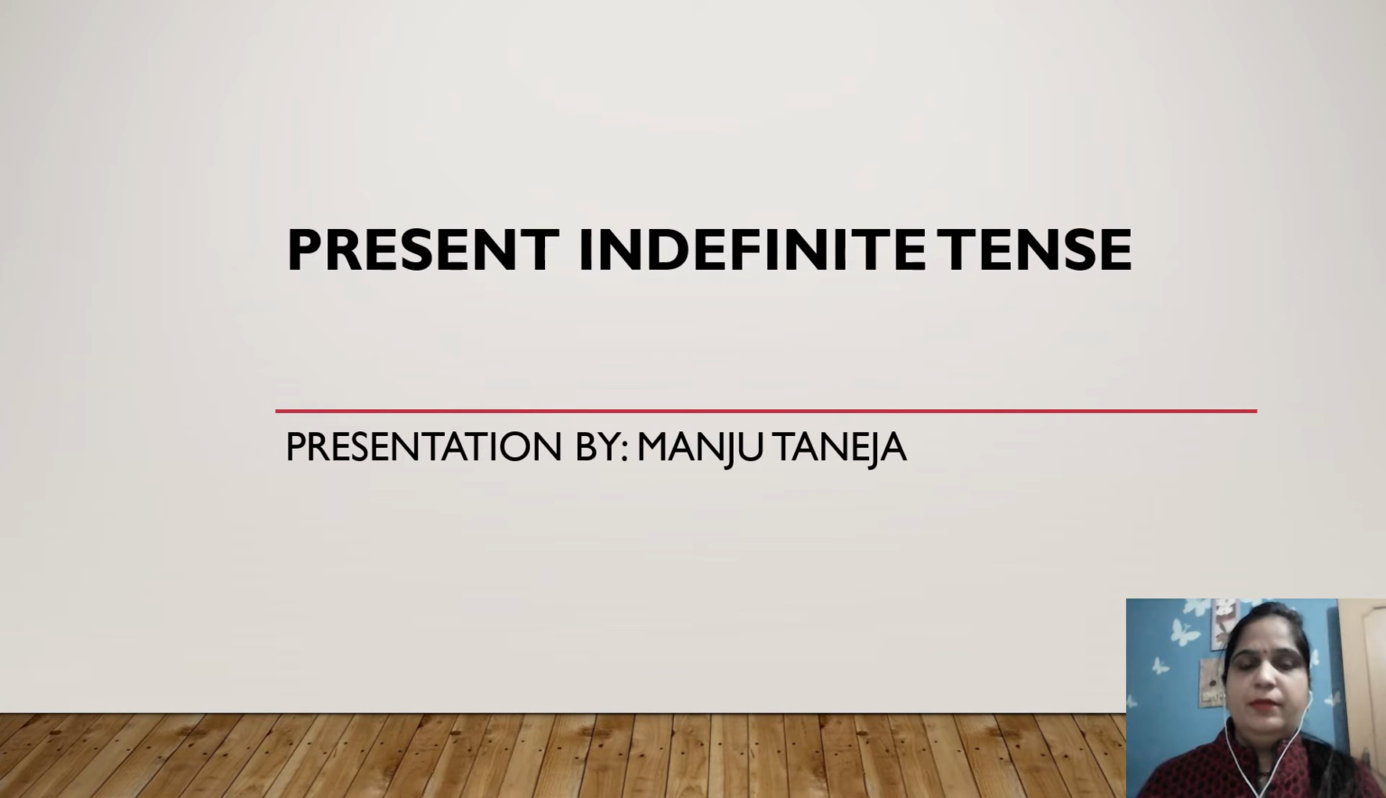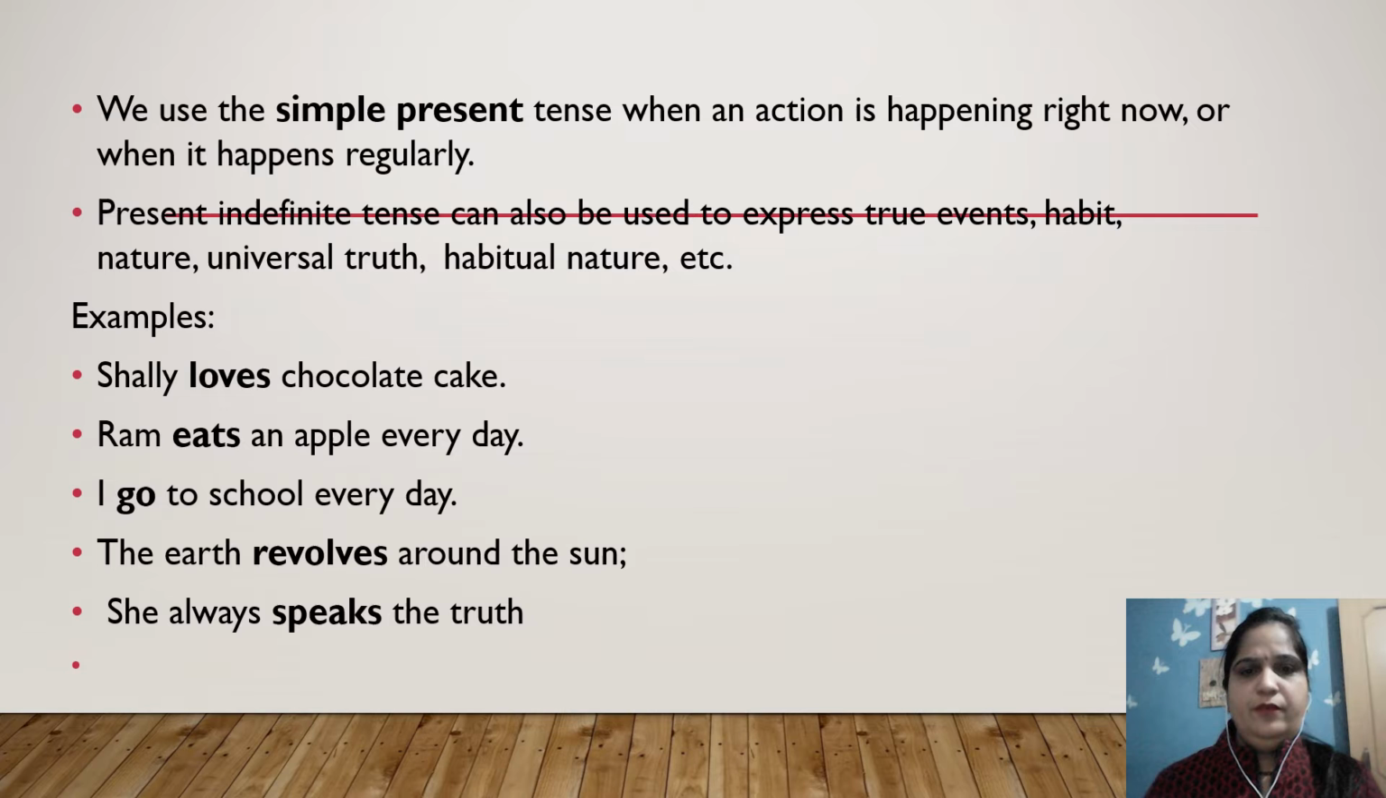In English grammar, there are three main types of verb tenses: past, present and future. The past tense refers to something that has already happened. The present tense describes anything happening right now, and the future tense. Today I have taken the topic of present indefinite tense, which is also called simple present tense.